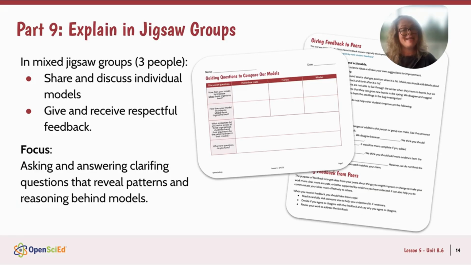And then in part 9, after they have made a consensus model, made their own model with their group, they are going to explain these models in jigsaw groups. So in this mixed jigsaw group, there will be 3 people, one from each of the organisms, and they will share and discuss their individual models and give and receive respectful feedback.